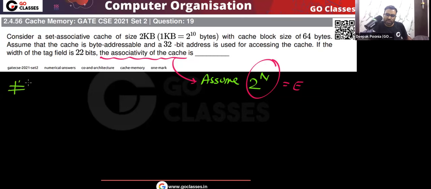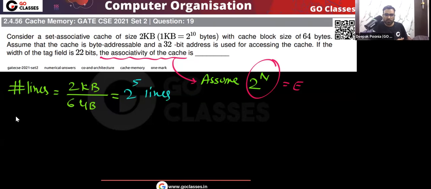So first you find what are the number of lines. Number of lines will be the size of cache memory divided by the size of block. The block size is 64 bytes. So this is 2 power 11 divided by 2 power 6, that is 2 power 5. These many lines are there. What about the block offset size, offset bits? Because the block size is 64 bytes, for offset we need 6 bits. Very simple.